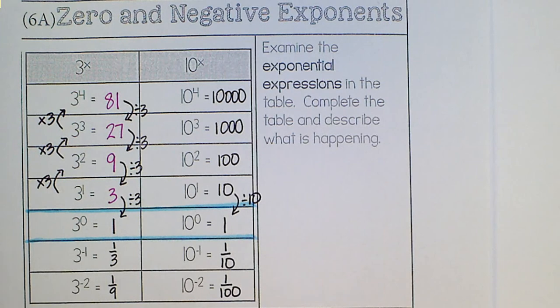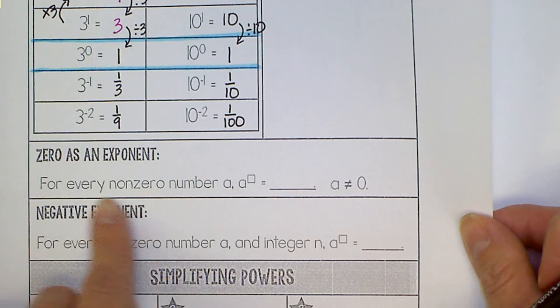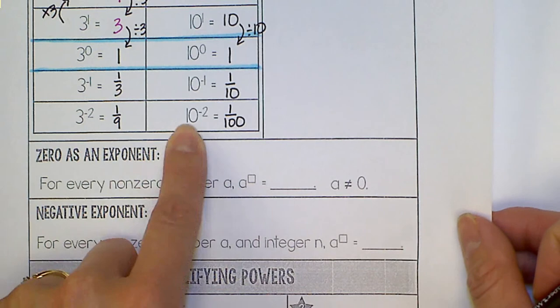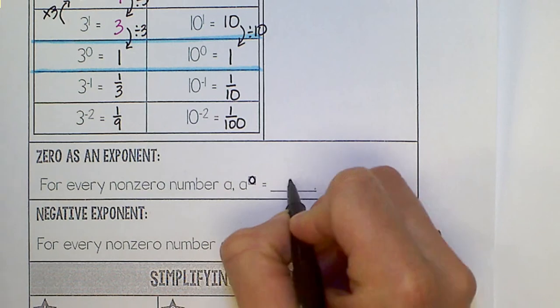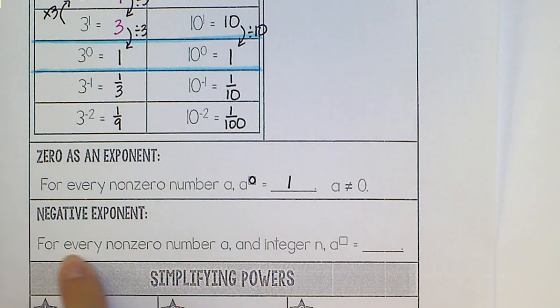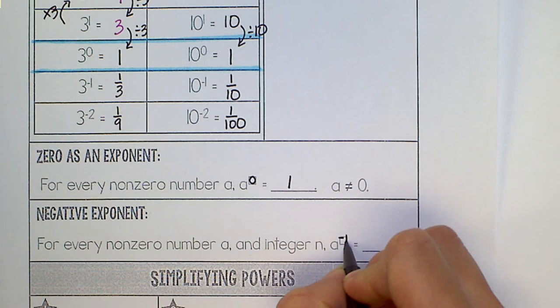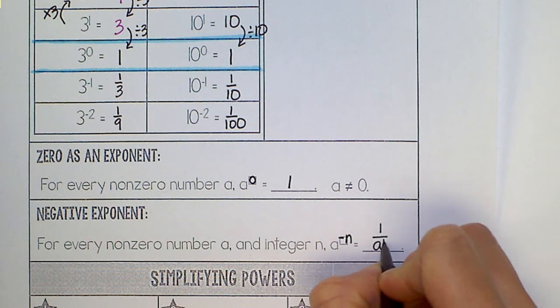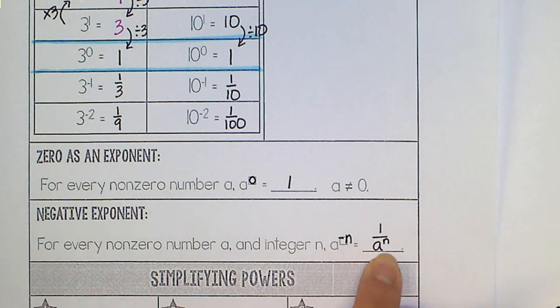Now, real quick, before we go on to the examples, let's finish off this video. I know it's getting a little long. We're almost done. Let's put, for every non-zero number a, so 0 can't be the base. So we're talking about all numbers where the base is not 0. A to the 0 power is 1. So again, the base can't be 0. For negative exponents, for every non-zero number a, a to the negative n is just 1 over a to the positive n. So what we did was we just took the reciprocal, and it's the same value as the positive exponent.